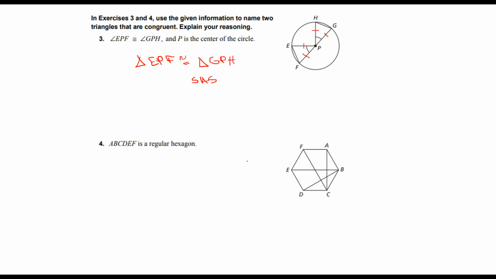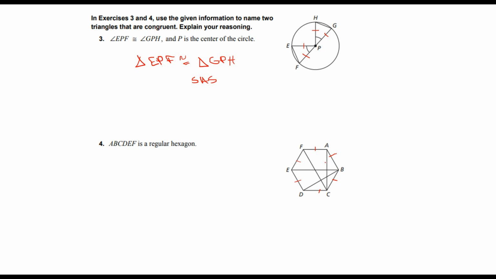Problem 4. ABCDEF is a regular hexagon. What that means is that all these sides are equal. So that gives me a little bit of a hint about what's going on here. And I need to see, are any two triangles congruent? Now, I haven't looked at the answer key in the book, so I'm going to be winging it here with what I see as being congruent triangles. Let's see if I can find them.